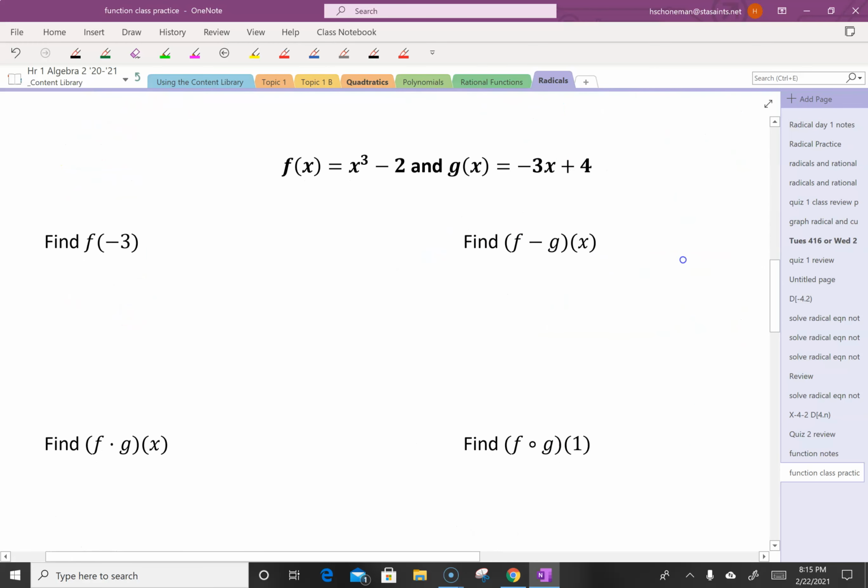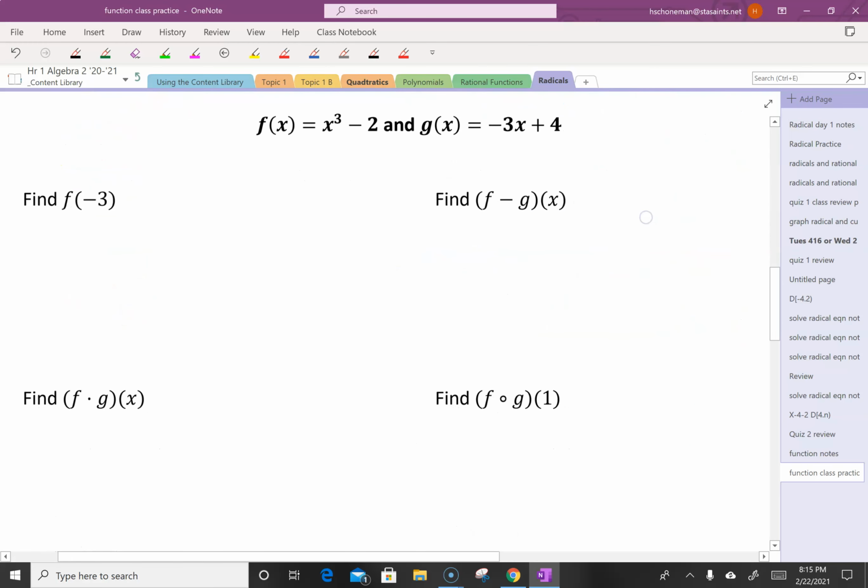Okay, we're going to do the same thing, but this time we're working with different functions. Here are our functions this time. So the first thing, find f of -3. That means take -3 and plug it into the f function. So I'm going to have -3 cubed minus 2. -3 cubed means -3 times -3 times -3, which is -27. Minus 2 is -29.